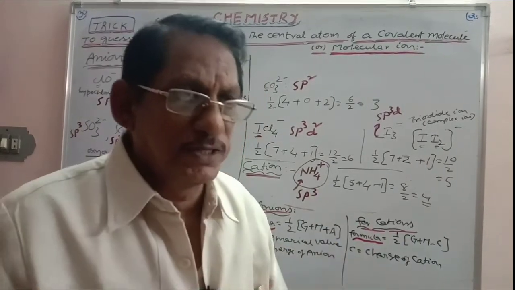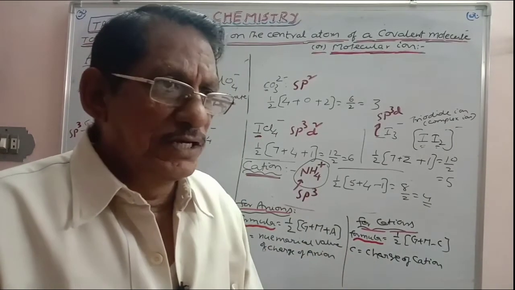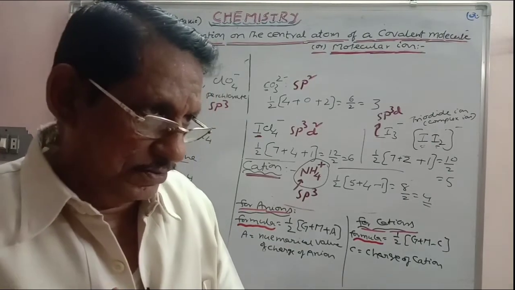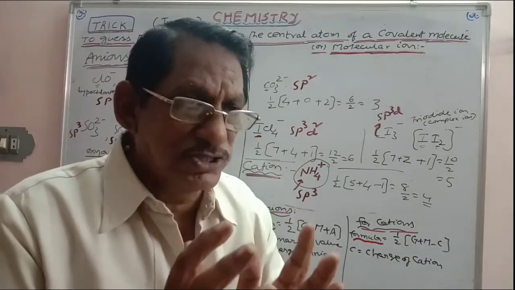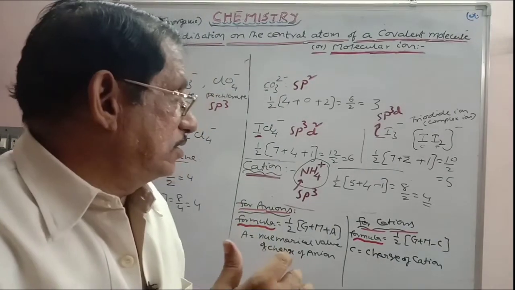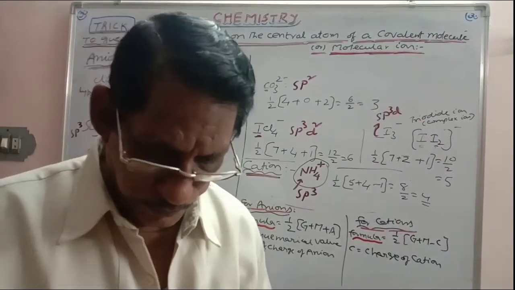So the hybridization first part is over. This is a trick. Based on that, you can develop how to write the actual structure, how to write the number of pi bonds, and how to write the types of bonds. That we will consider in the next lecture. Okay? Please note it.